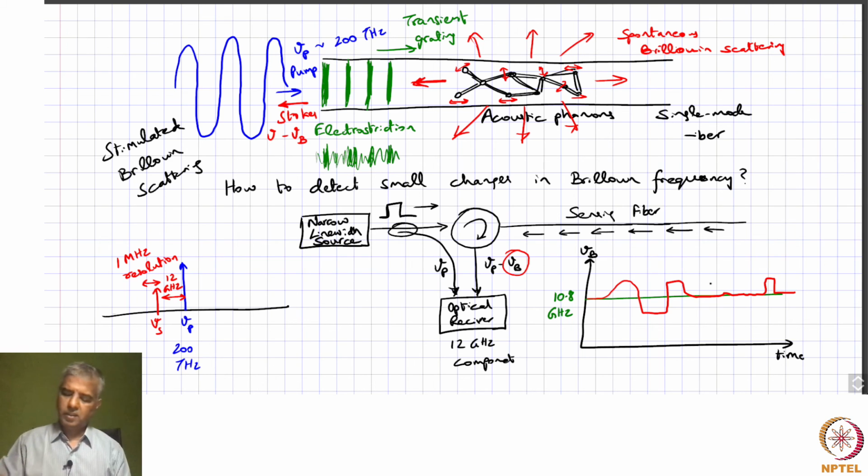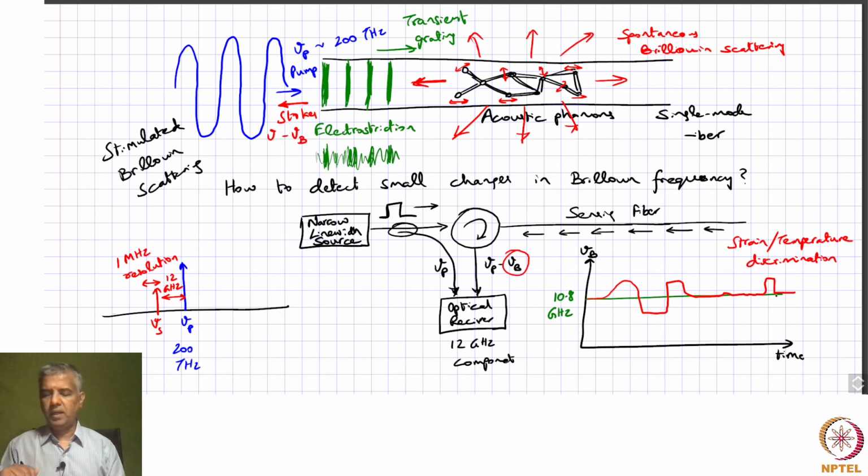So, you do really have an issue in terms of strain temperature discrimination, and that is similar to what you have as far as the fiber Bragg grating is concerned. So, whatever techniques that you are using there to discriminate between strain and temperature, you may want to use here as well. So, you have got to come up with some ingenious engineering to do this discrimination. Okay.